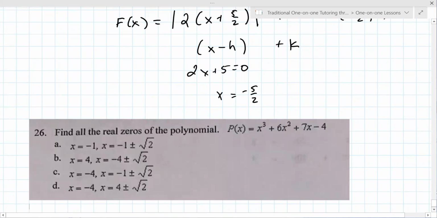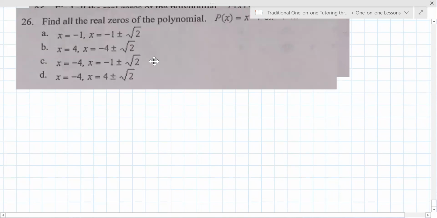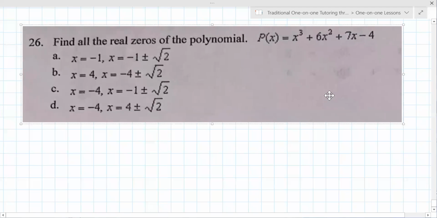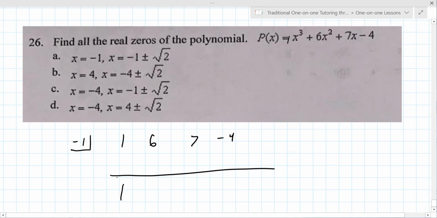All right, so there are no known ways to factor a cubic. You have to know a 0 to proceed. And since we're given some zeros over here, we probably want to just try one and see if they work. So we want to use synthetic division. I'm going to try the -1 first, and I'm going to use the coefficients here. So it's 1, 6, 7, and -4. So it's 1 multiply -1, 5, -5, 2, -2.